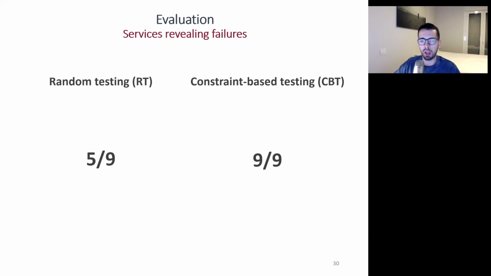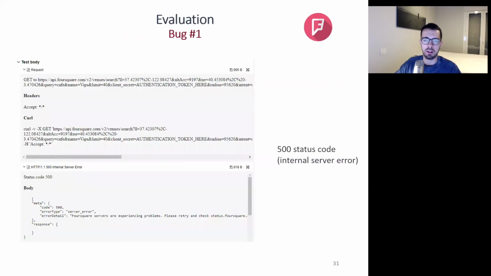With random testing, we were able to uncover failures in 5 out of 9 services under test, but with constraint-based testing, we uncovered failures in all services under test, so 9 out of 9. It's not possible to give you an idea of all the bugs that we uncovered, so I'm going to show you a few examples. This first is from the Foursquare API. This is one of the types of errors that we uncovered with constraint-based testing: we found several 500 status codes. Clearly the API is showing an error because it's returning an internal server error status code.